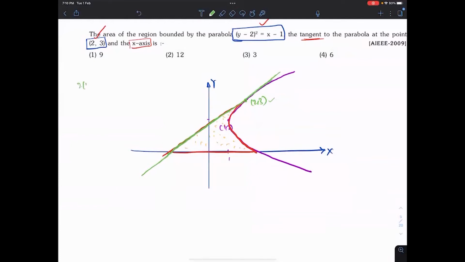If I differentiate, I'll get 2 times y minus 2 into dy by dx is equals to 1. So your dy by dx will be equals to 1 by 2 times y minus 2. So at the point 2, 3, if I substitute, I'll get 1 by 2. So the slope is 1 by 2, and the equation will be x minus 2y is equals to 2 minus 6, which is minus 4. So this is the equation of the line. The parabola equation we already know: y minus 2 whole square is equals to x minus 1.